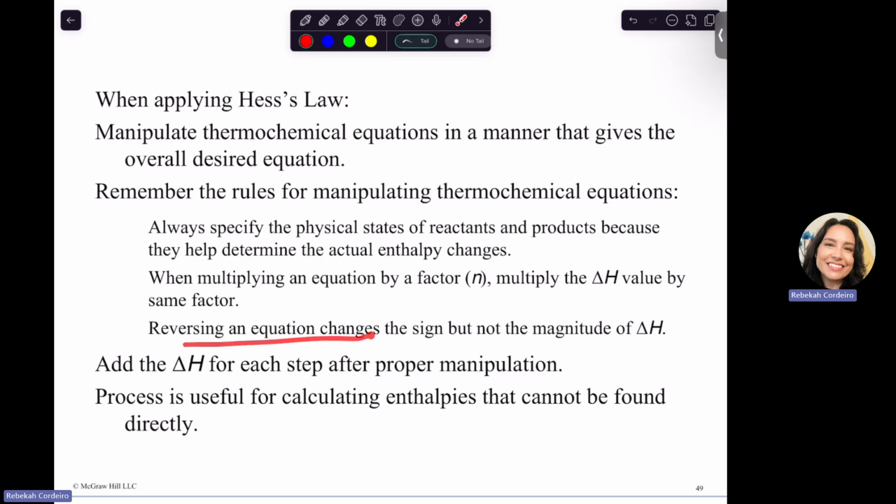If I need to reverse an equation, let's say like I have reactants on one side and products on this side, but in the end of the reaction I want, it's flipped, well, then I would reverse the equation, and then I would change the sign, but not the number of the enthalpy. Because if my forward reaction is exothermic, the reverse would be endothermic, but it would just be the same number. And then after we've manipulated everything and we're like, hey, I think I can add this up and get the equation I want, we're going to add the enthalpy changes for each step.